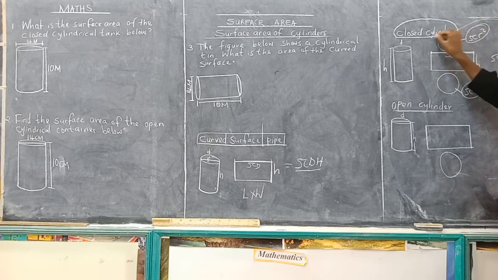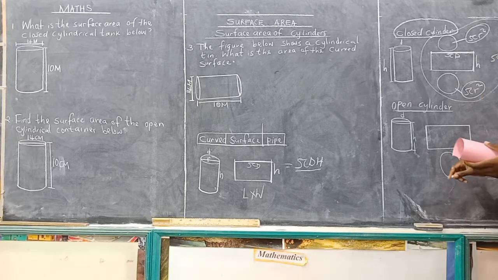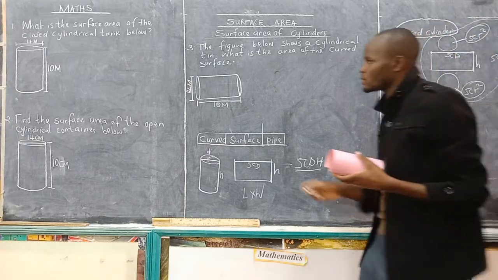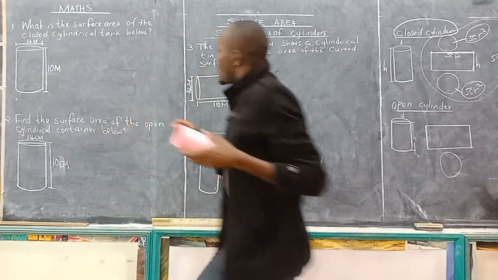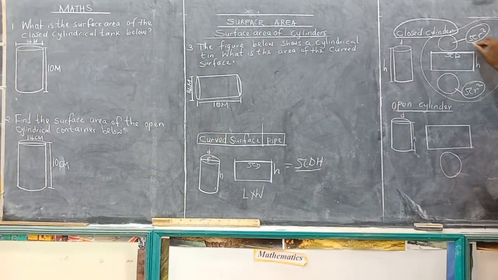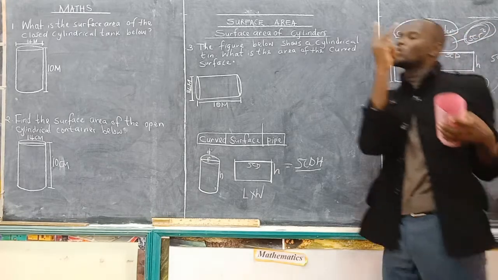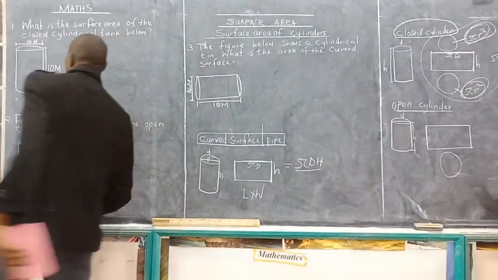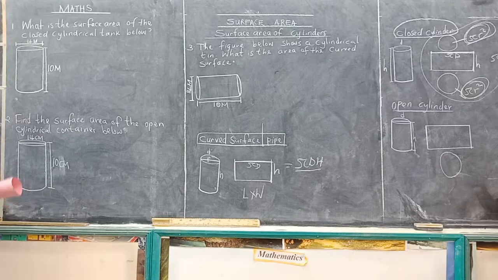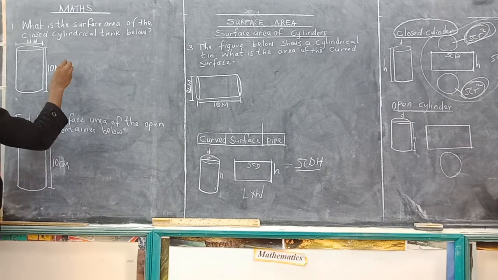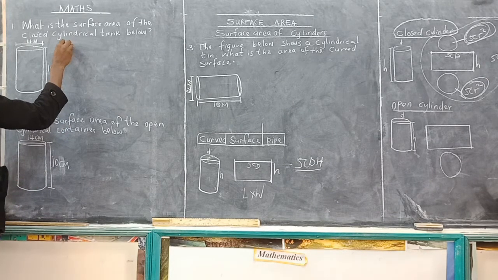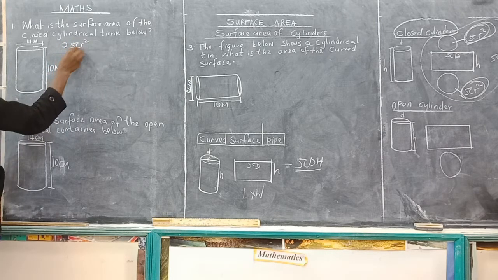So what is the total surface area when it is closed? Pi r squared. You can use this formula. When it is closed, let me write there because we have that question. When it is closed, we have pi r squared, then we have another pi r squared. So those are two pi r squared, 2 pi r squared, because they were two circles.